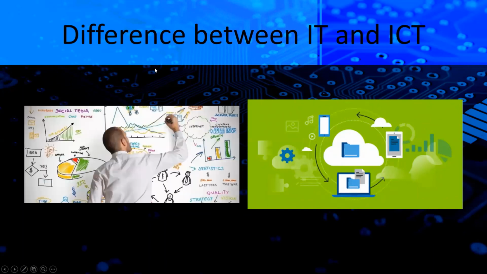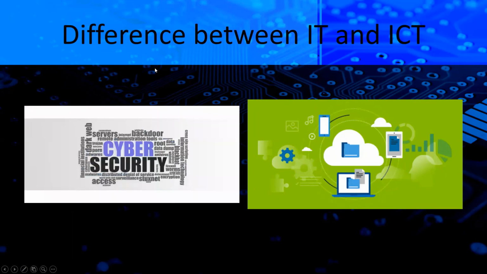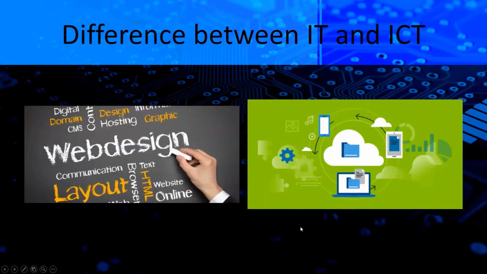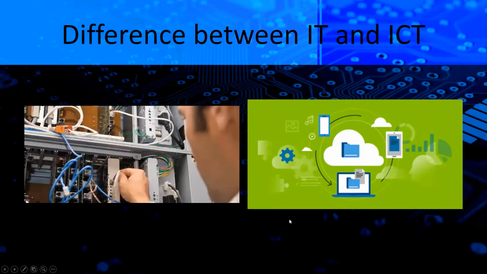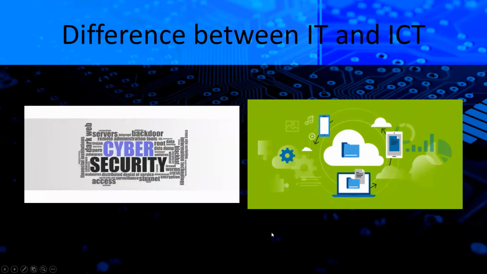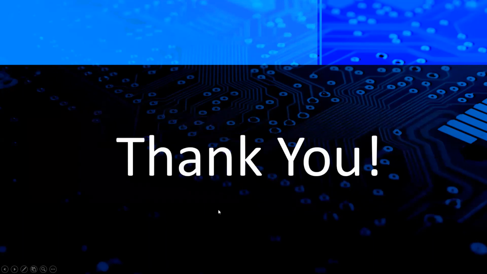IT deals with the industry. IT is itself an industry, that is the information technology IT department. But ICT is the one which is communicating and providing services between the service center and the user, making everything very easy. So this is the difference between IT and ICT. So this is all for this lecture, and we have just studied about IT and ICT.